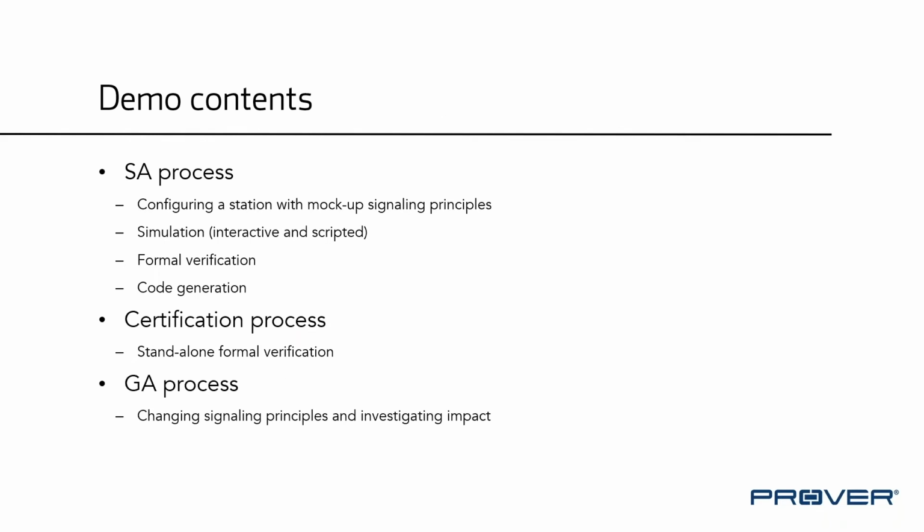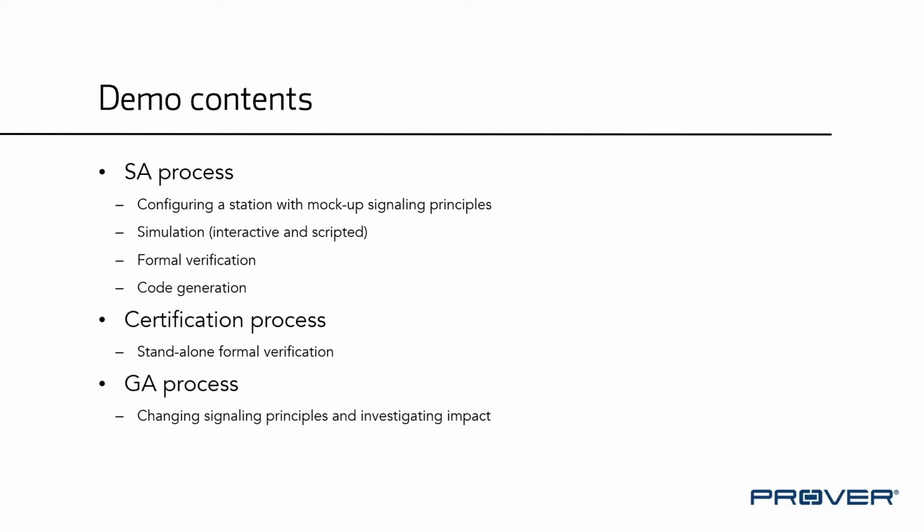The content of this demonstration will be in 3 chapters. First, we'll look at the specific application process. It consists of configuring a station with mock-up signaling principles, doing some simulation, both interactive and scripted simulation, doing formal verification and code generation.